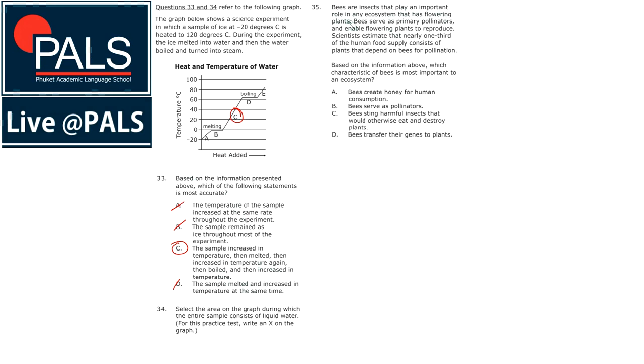Bees are insects that play an important role in any ecosystem that has flowering plants. Bees serve as primary pollinators and enable flowering plants to reproduce. Scientists estimate that nearly 1/3 of the human food supply consists of plants that depend on bees for pollination. Based on the information above, which characteristic of bees is most important to an ecosystem? Bees create honey for human consumption. Nope, nothing about honey up here. Bees serve as pollinators. Yes. They pollinate other plants and help them to reproduce. So bees, definitely bees.